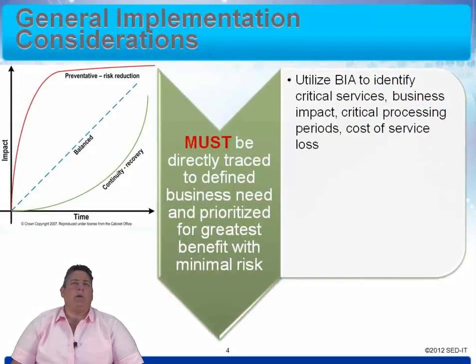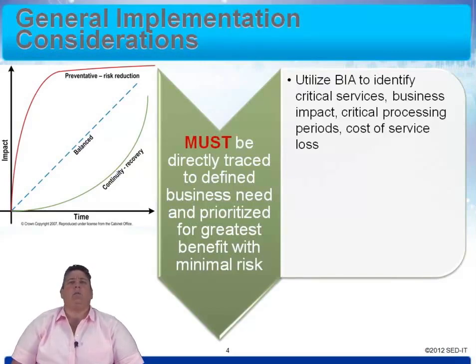When you start thinking about implementing anything within an IT organization, I think the greatest policy or rule is stated in that green arrow. Anything that you do must be directly traced to a defined business need and prioritized for the greatest benefit with minimal risk. Seems like common sense, but sometimes our environment doesn't always let us follow that common sense.